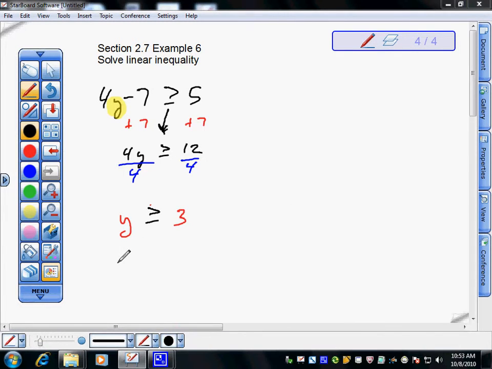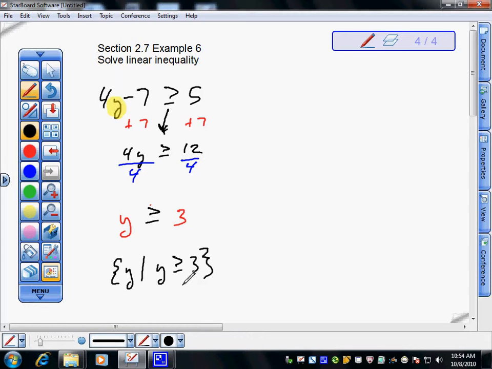Don't make the next step harder than it is. You want to write it as a solution set. It's the set of all y such that y is greater than or equal to 3. We've established that the solution to this question is a range of values.